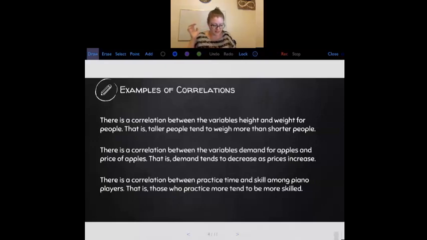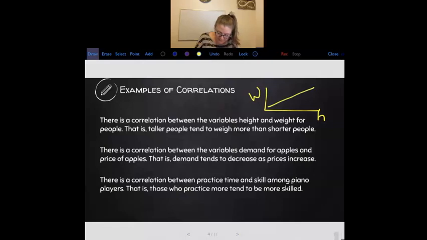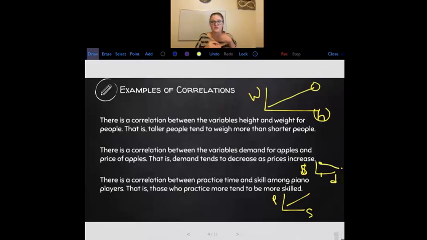And if you were to plot these, let's say for height and weight, we have height and we have weight. It would look like this. Taller people tend to weigh more. There's a correlation between demand for apples and the price of apples. So if we say demand and price, low demand means higher price, and higher demand means lower price. Okay? And then skill and practice would go up like this. Okay, so plotting these with horizontal and vertical axes is one way to determine correlation.